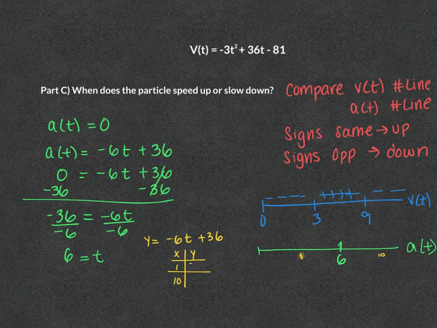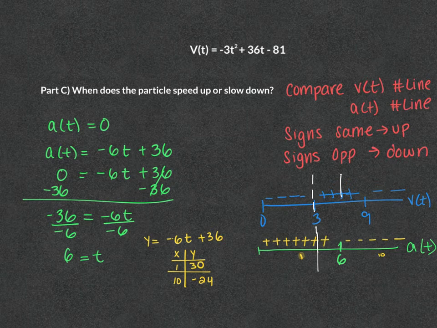Okay, so for 1 I got 30, and for 10 I got negative 24. So what that positive 30 means is that this would be positive acceleration and this would be negative acceleration. So we're looking for where the signs are the same and where the signs are opposite. So I just need to draw in a line. So I'm going to draw a line in between this 3 and the 6 and the 9. It'll just clear things up a bit.